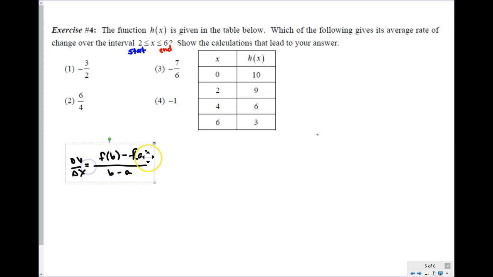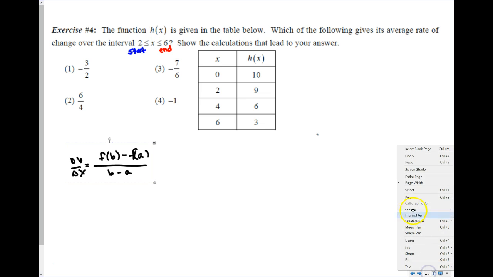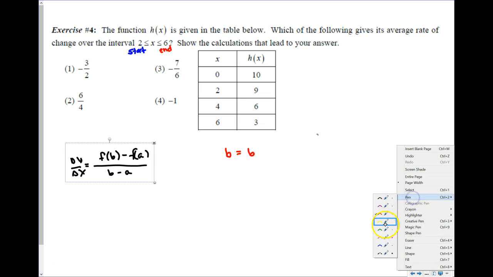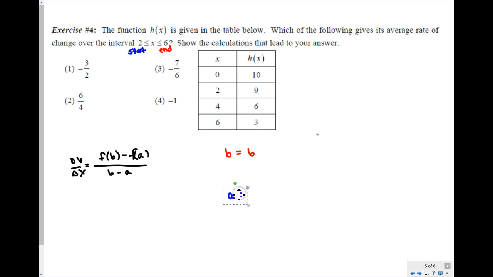Now I've got to figure out what f of b, f of a is, and what b and a are. Well, it gives me b and a. It always gives you b and a because those are your x values. That tells me that b is going to equal 6, and a is going to equal 2. Now this one is much easier because all I have to do is look in the table. If I want f of 6, that's this right here. So here's 6. What's its corresponding y value? 3.